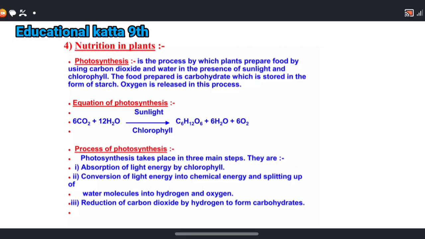And oxygen is released in this process. Equation is very very important, that can be asked you for 1 mark MCQ also.